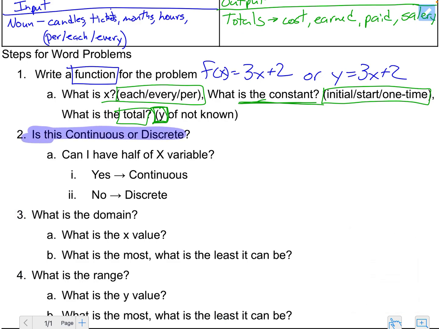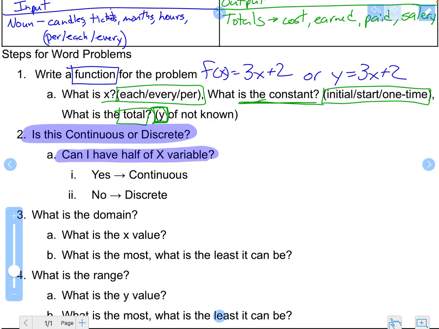The thing that's unique about domain and range word problems is we have to decide, is it continuous or is it discrete? The easiest way to decide this is to ask this question: can I have half of the x variable? I'm going to give you a couple examples and we're going to go through this. If we're looking at our example from independent variables, which is our x variable, if x equals candles, does Walmart sell candles by the half or the whole only?